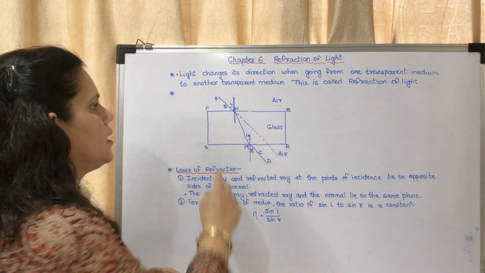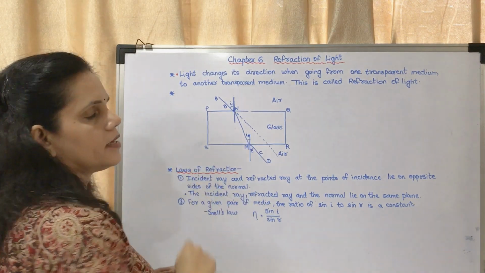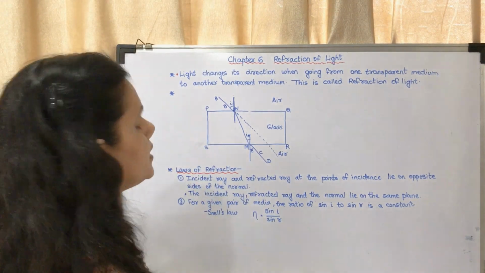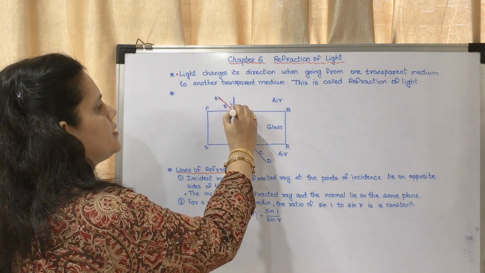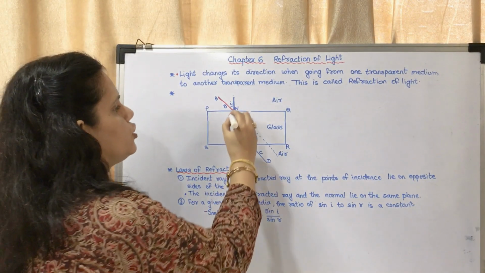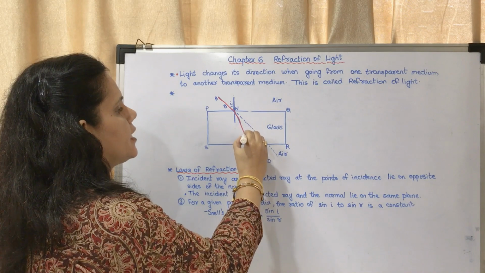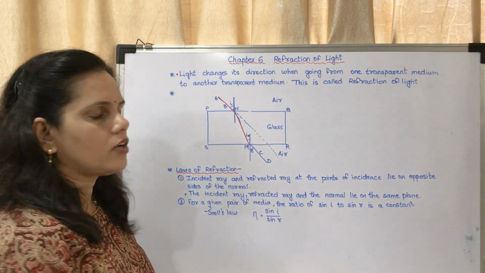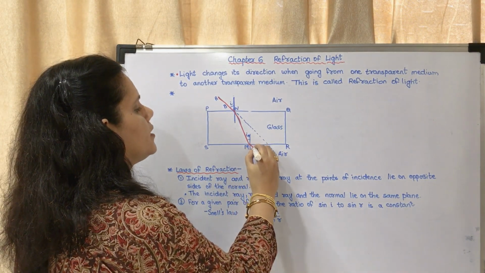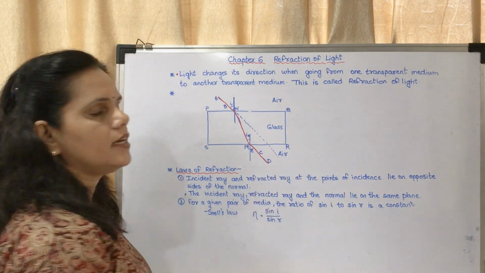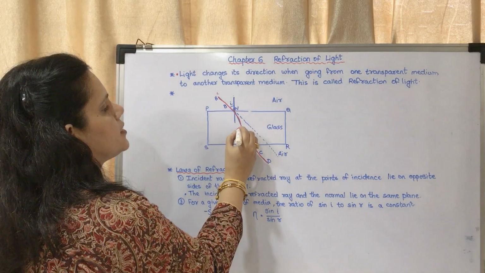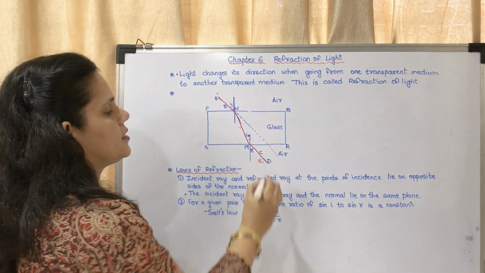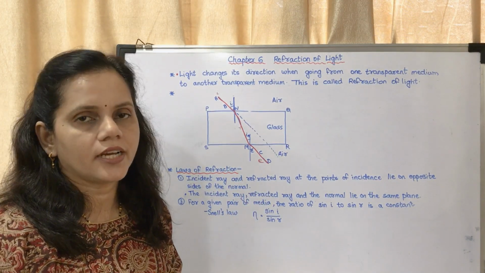Now what happens? The ray, this is the incident ray which is falling. This ray bends towards the normal. It bends and goes like this, and comes out like this. This is called the emergent ray. So this is the incident ray, this is the refracted ray, and this is the emergent ray.